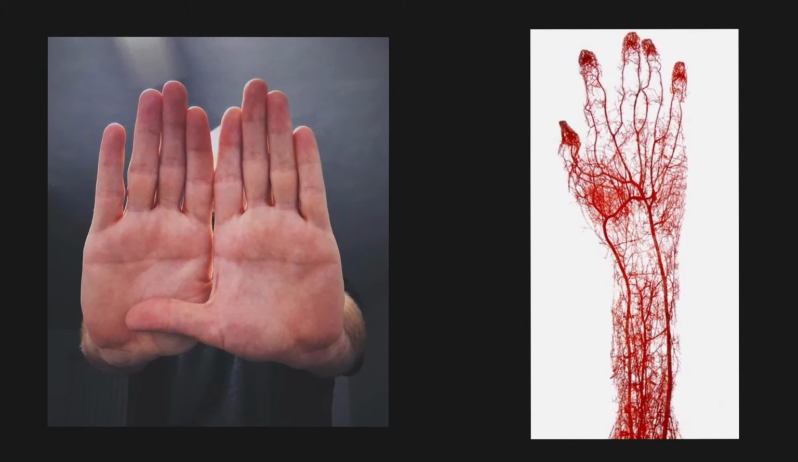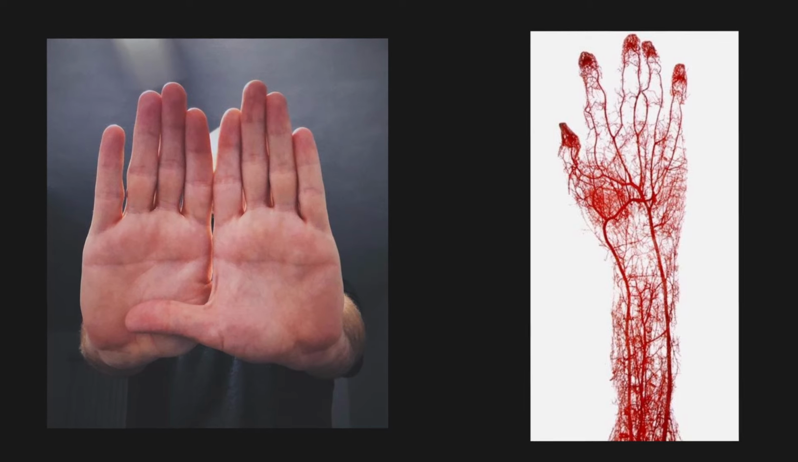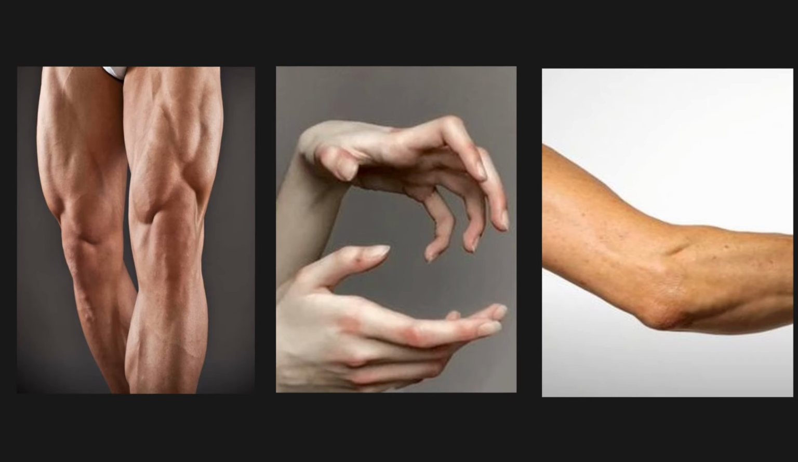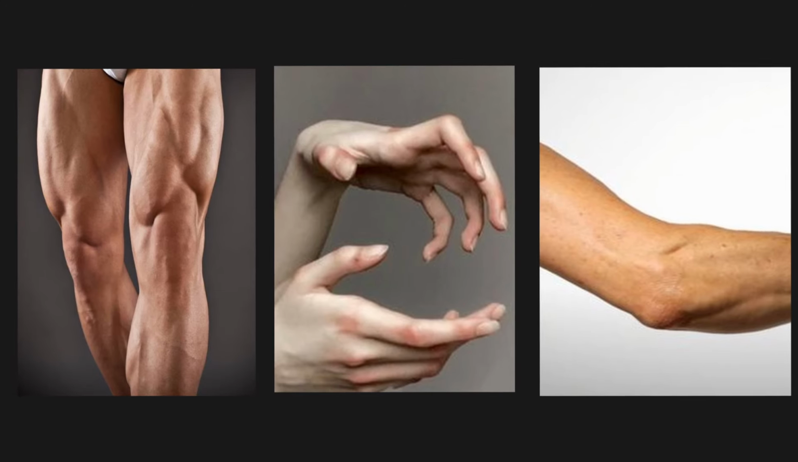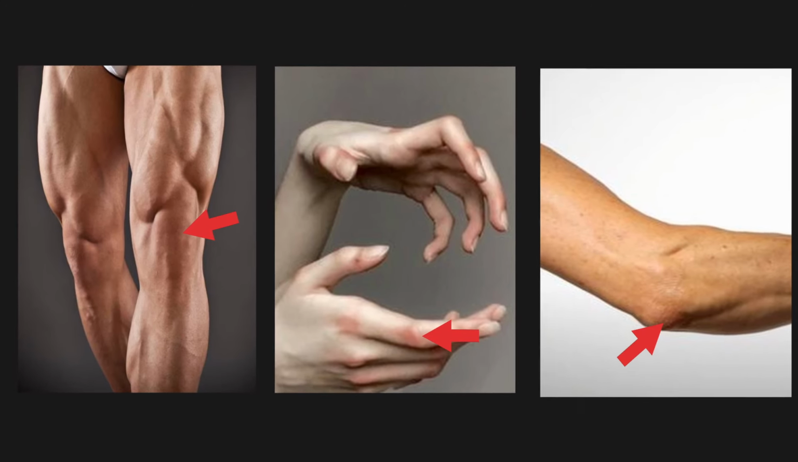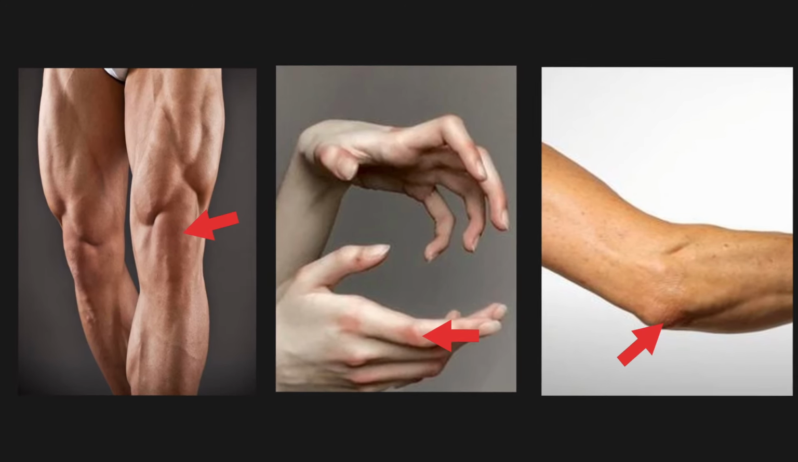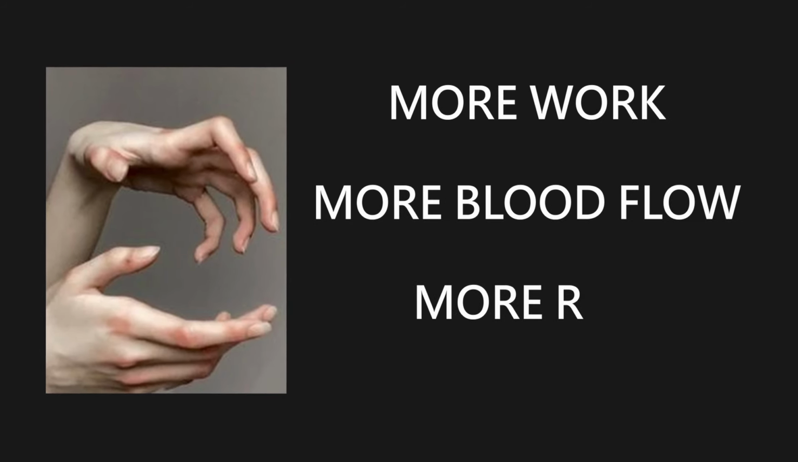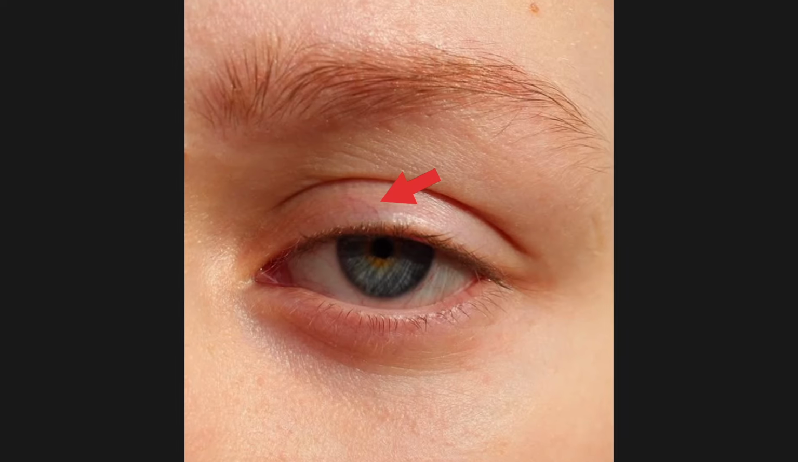That may happen because the concentration of blood vessels is higher in these areas. Other areas in the body that are naturally more reddish are the skin around the joints. I don't know why that happens, but if I have to guess, I would say that joints have to work more, so they require more blood flow, which causes them to look more red. The same can be said about the eyelids.